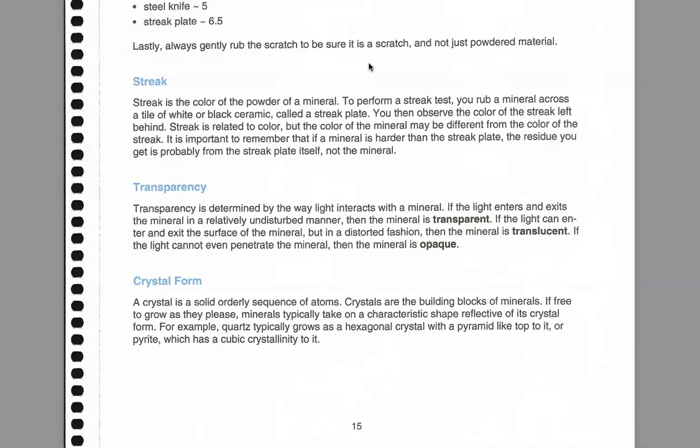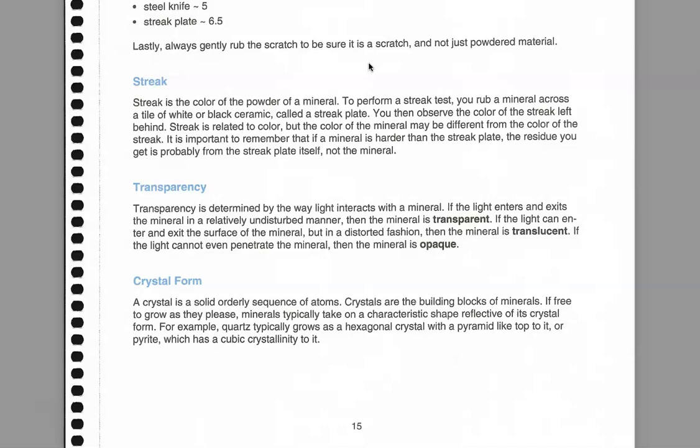As I said, though, it's not too horribly useful the majority of the time because if you drag a piece of sulfur across it, guess what? It's going to leave a yellow streak. If you drag something green across, it's going to leave a green streak. And if you drag graphite, it's going to leave a gray streak. It's the color of the mineral. That's what it is.